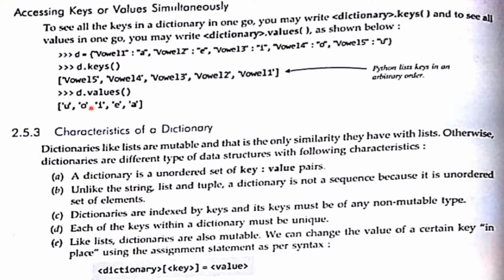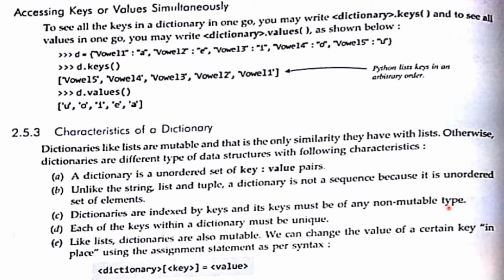Characteristics of a dictionary. Dictionaries, like lists, are mutable, and that is the only similarity they have with lists. Otherwise, dictionaries are a different type of data structure with the following characteristics. As already seen, it is an unordered set of key value pairs. Unlike the string, list and tuple, a dictionary is not a sequence because it is an unordered set of elements. Dictionaries are indexed by keys, and its keys must be of a non-mutable type.